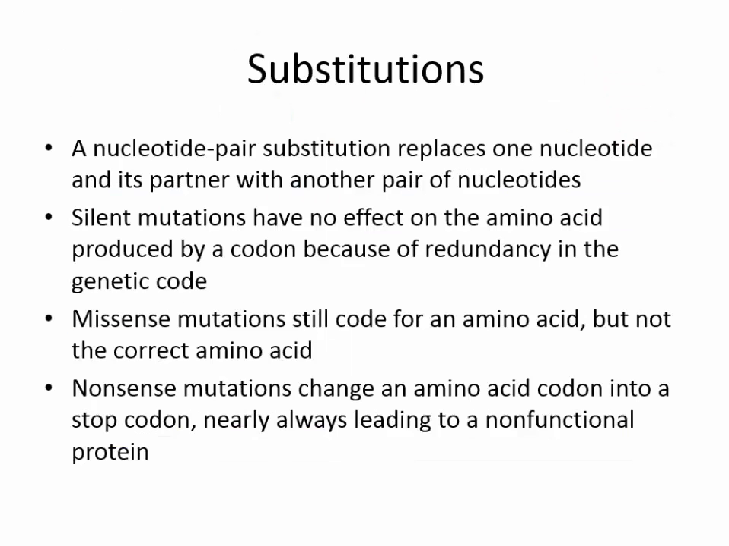We can also have substitutions. A nucleotide pair substitution replaces one nucleotide and its partner with another pair of nucleotides. Silent mutations will have no effect on the amino acid produced by a codon because of redundancy in the genetic code. Missense mutations still code for an amino acid, but not the correct amino acid, which is a bummer. Nonsense mutations change an amino acid codon into a stop codon, nearly always leading to a non-functional protein. So that's always bad.